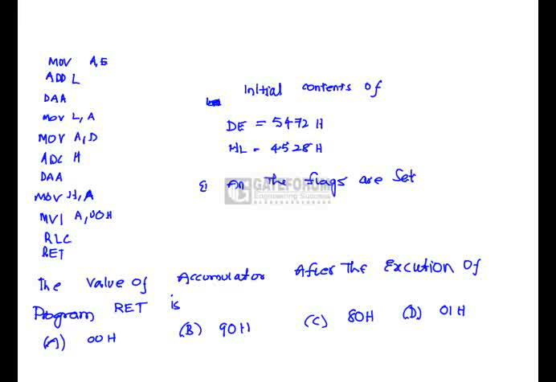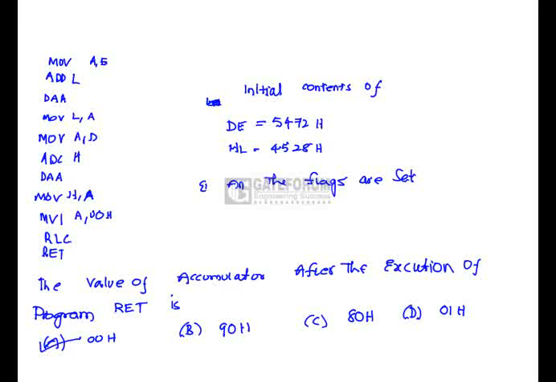Here, in the first case, what we are trying to do is performing EL addition, and then DH addition. After complete addition, we have MVI. Before executing the RET instruction, we are loading A with 00. So the accumulator must contain 00 after execution of the RET instruction. So the data is not going to be affected after the RET instruction. So option A is correct.